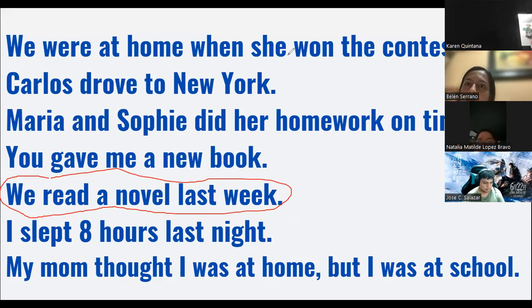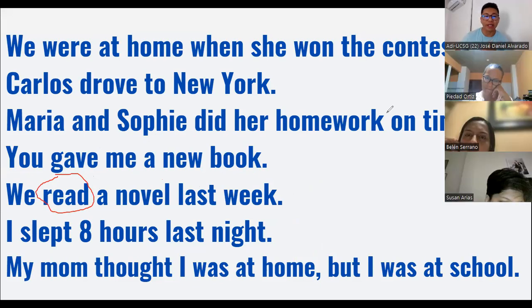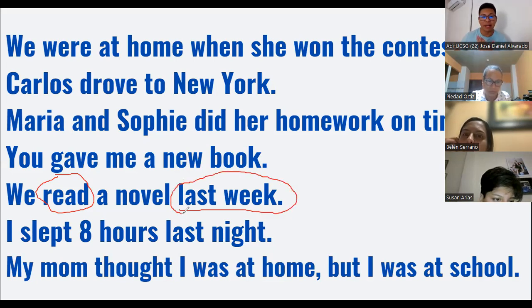¿Cómo pronunciamos este verbo de aquí? Este de aquí. How do you pronounce it? Read. Yeah? Read. Very good. ¿Por qué? Porque estamos hablando en pasado. ¿Cómo sabemos que está en pasado? Porque dice last week. La semana pasada. Entonces el pasado read es read. Se escribe igual, pero se pronuncia diferente.